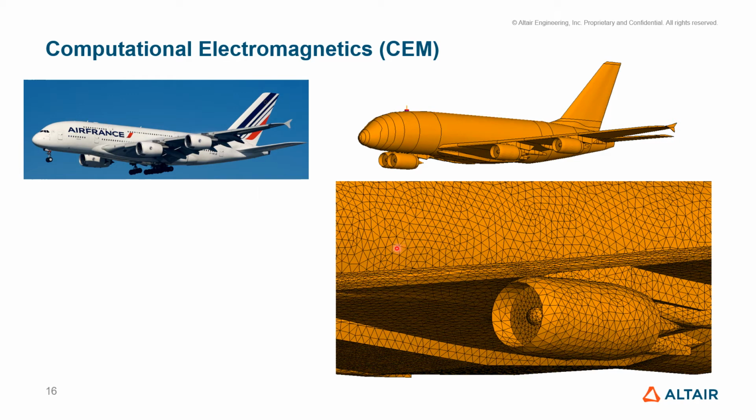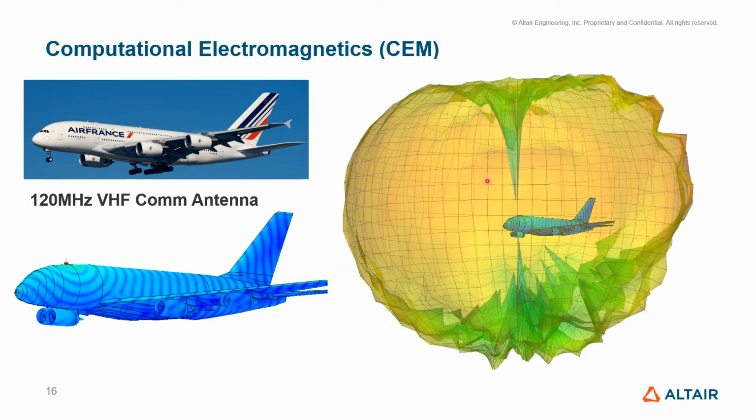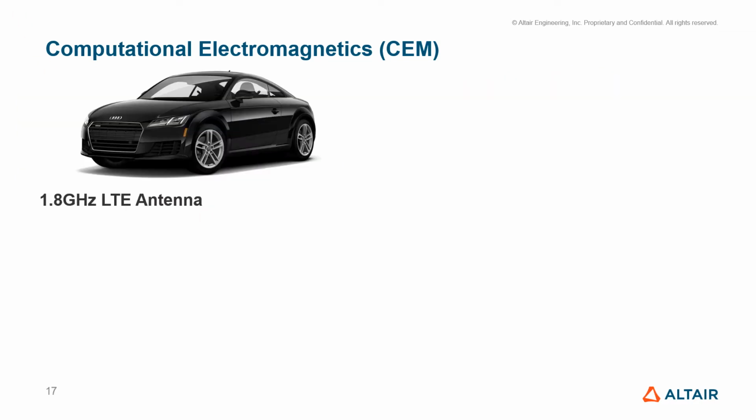So each of those solutions can be added up so that you can get the currents on the aircraft, and from the currents one can also compute the radiation pattern, because here we are solving a 120 megahertz VHF COM antenna on the aircraft, like the one on the top of the aircraft here. With that, not only can we solve an aircraft problem, but also we can take an automobile, where there's an antenna on the back, normally referred to as a shark fin antenna. In this case, we took a 1.8 gigahertz LTE antenna as an example in the shark fin.